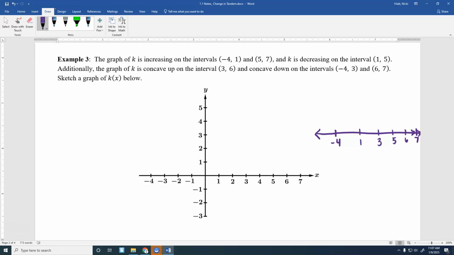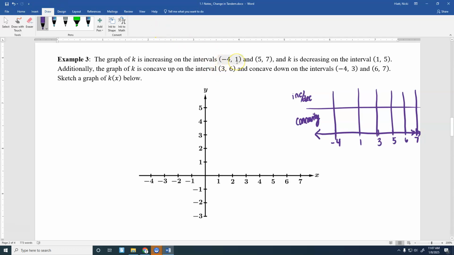Okay, so I like to just make myself sort of a chart here, draw some lines up right here, and just do increasing, decreasing, and concavity. And so for my increasing from -4 to 1, I'm increasing. And from 5 to 7, I'm increasing. So that would be here and here. And then decreasing from 1 to 5, so that would be here and here.